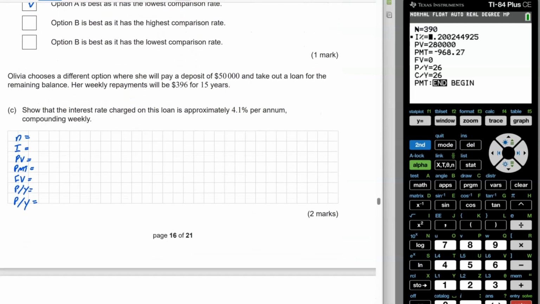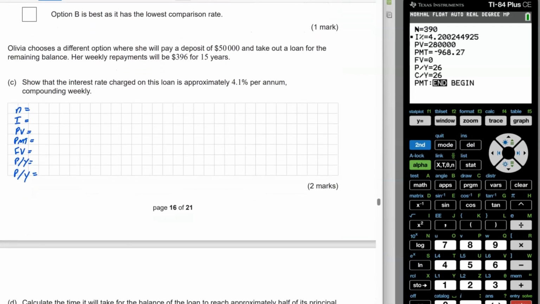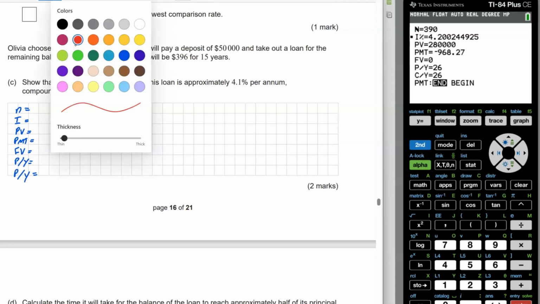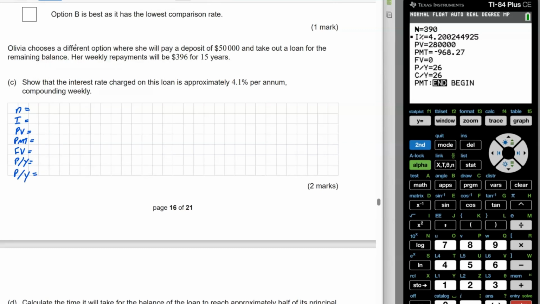Okay, then we come down here and Olivia chooses a different option. In this one, she wants to pay a deposit of $50,000 first to take out the loan, and then her weekly repayments are going to be $396 for the 15 years. Okay, and it's a show that question, so that we want to get to that 4.1% per annum compounding weekly.